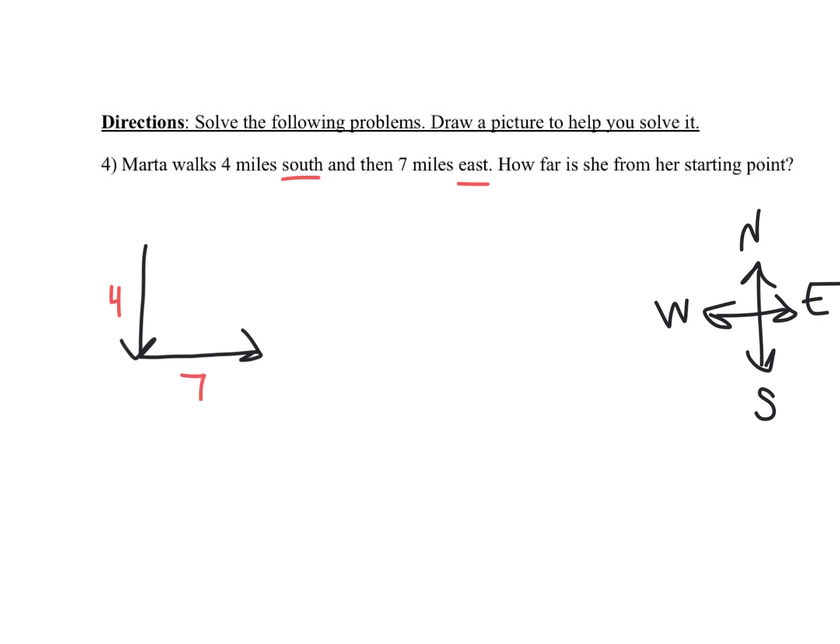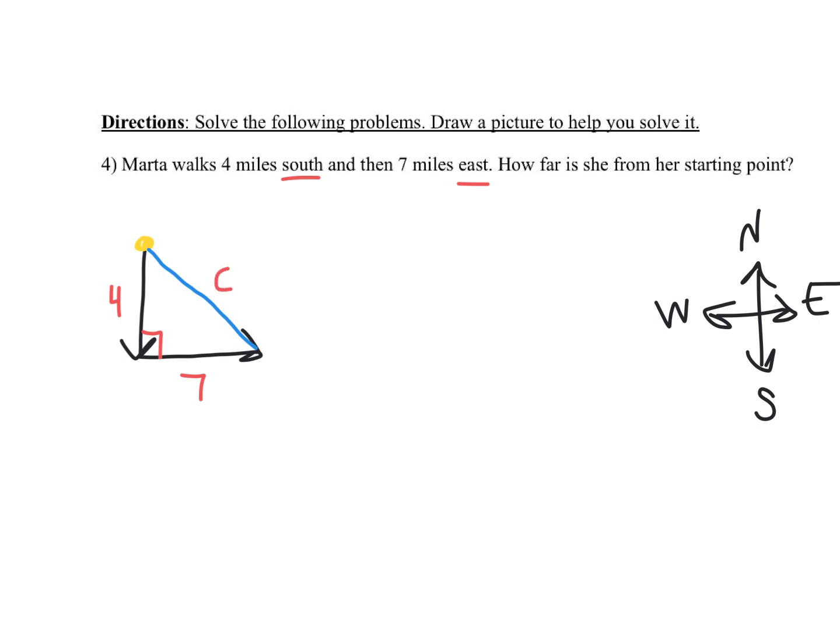Okay. Now it says, how far is she from her starting point? Well, here's her starting point. So how far is she from her starting point? So we're looking for the C. Because this direction going south and east makes a 90-degree angle. So we're looking for the C.